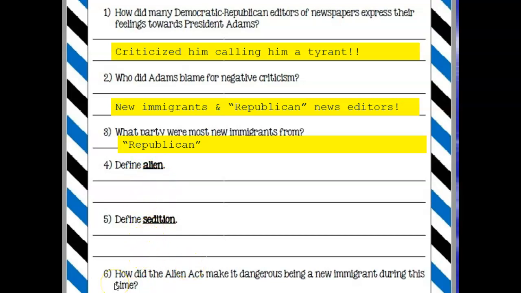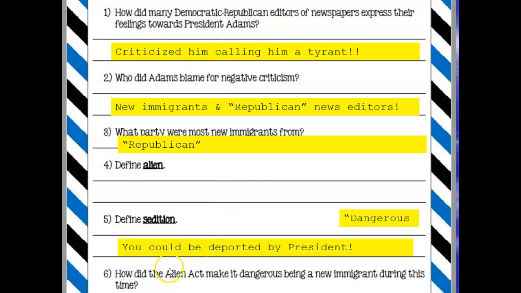Then let's do this last one. How did the Alien Act make it dangerous for being a new immigrant during this time? Well, imagine if you're a new immigrant and you go to a rally, you go to some kind of hearing, and you speak out and share your feelings. Well, you could be deported simply because the president would deem you either dangerous or disloyal. And so it was completely up to the president to determine that situation.